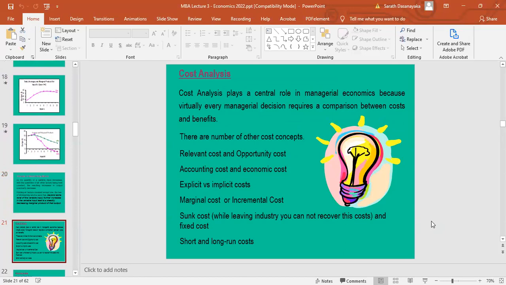You can see cost analysis plays a central role in managerial or business economics, because virtually every managerial decision requires a comparison between the costs and the benefits. Humans, corporates, we always take decisions by comparing cost and benefit. If there is no benefit, at least no net benefit, we never want to go into anything. Take the example of transport projects.